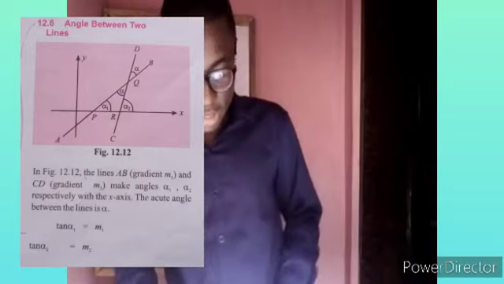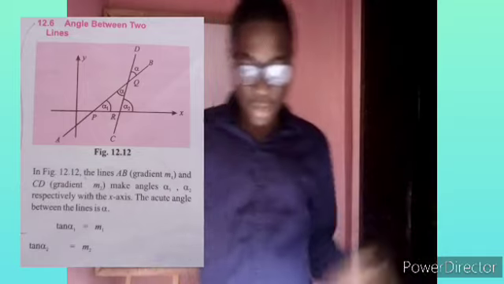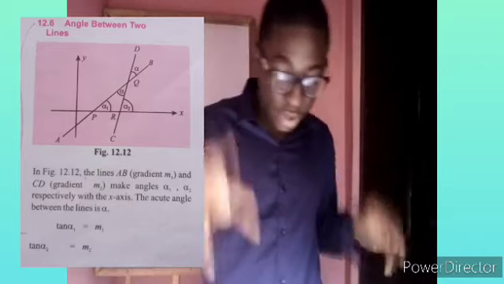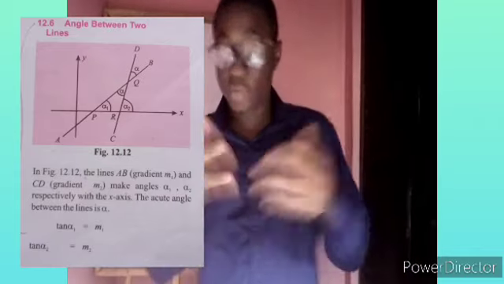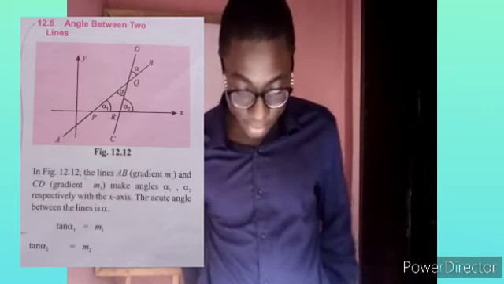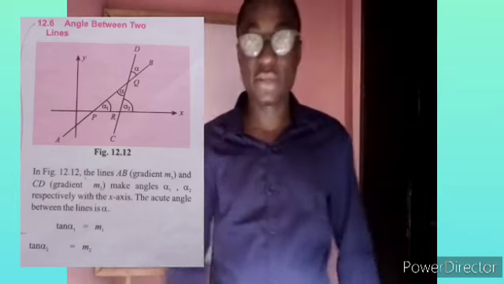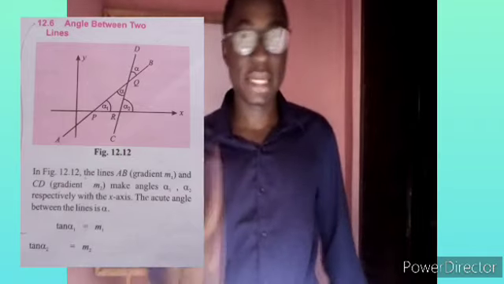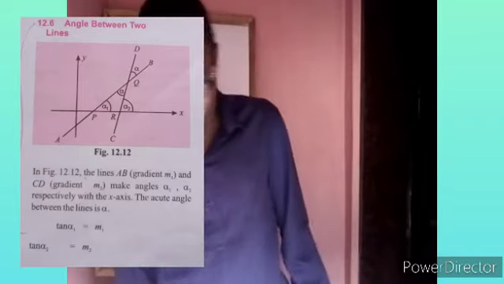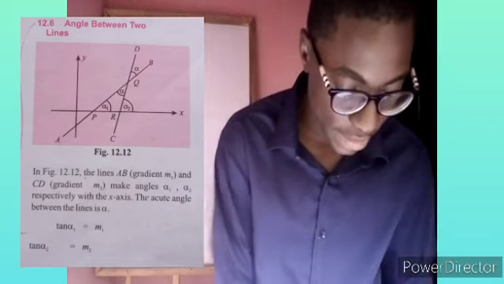Now, we have the angle between two lines. We have that lines AB, which has a gradient m1, and CD, which has a gradient m2, make angles alpha 1 and alpha 2 respectively with the x-axis. Now, the acute angle between the lines is alpha. So now tan alpha 1 is m1. From this diagram below, I said the tangent of the angle of slope is equal to the gradient of the line, because that gradient is equal to the rate of change of y with respect to x, and that is the same thing as opposite over adjacent. And tan alpha 2 is equal to m2, obviously. But then we're looking for the angle between the two lines, and that is equal to alpha, right?